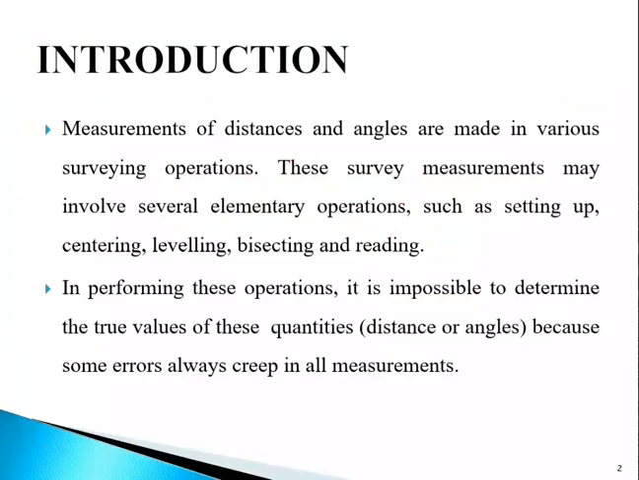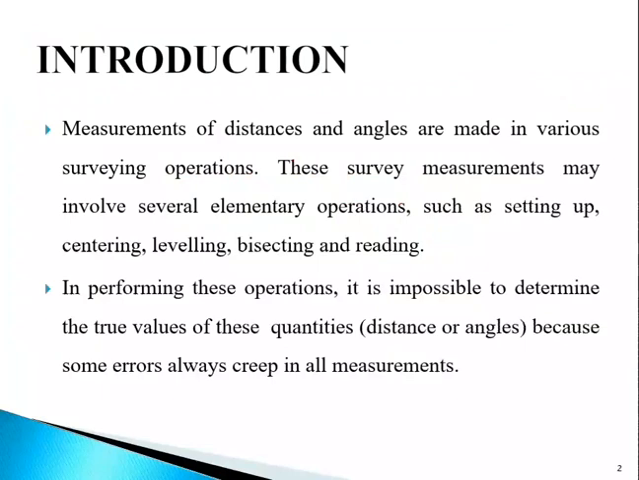Measurement of distances and angles are made in various surveying operations. These survey measurements may involve several elementary operations such as setting up, centering, leveling, bisecting, and reading. In performing these operations, it is impossible to determine the true values of these quantities, say distance or angles, because some error always creeps in all measurements.